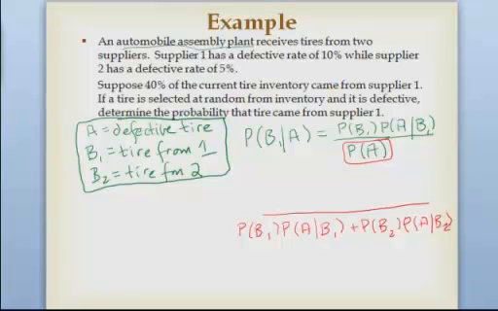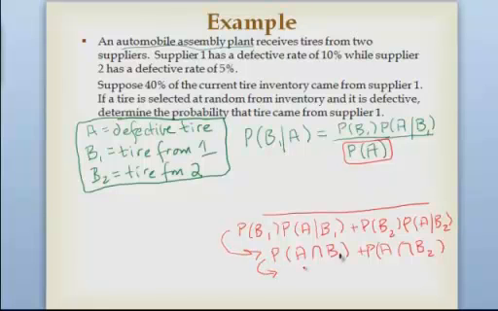So look at what we're doing. This part right here is actually the probability of A intersecting B1, and this is probability of A intersecting B2. Between those two things, that is all of A. So we can say this denominator is what that consists of, and that is all just the probability of A.